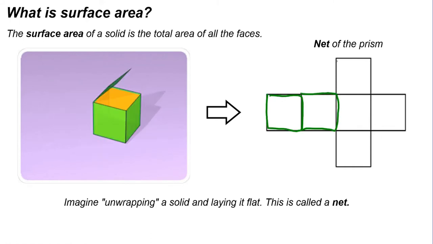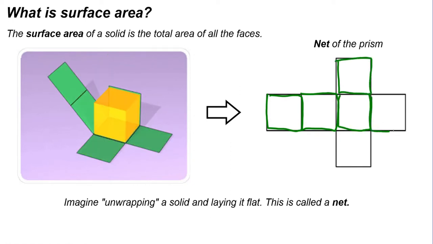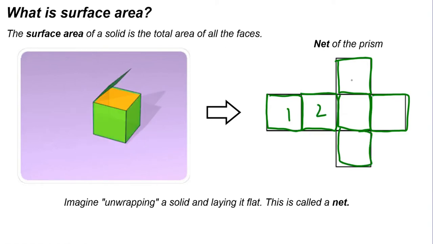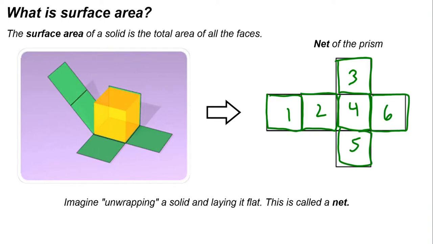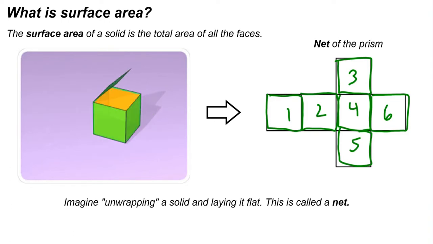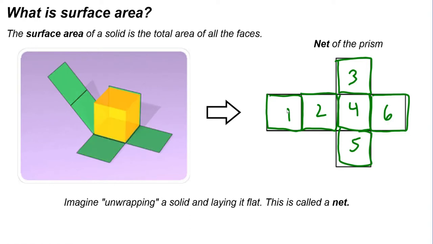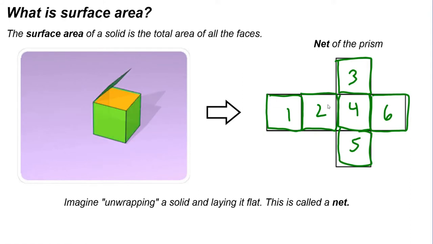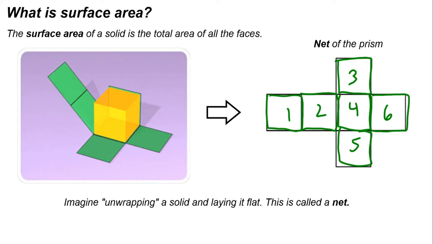This is a pretty basic solid, so you can see that all the sides of this cube are squares, and that there are actually 6 of them. There are 6 faces on this cube, and they're all squares, and that's important to be able to do in order to find the surface area. Surface area would be the area of all 6 of these squares added together. So it's the total area of all of the faces on a solid.